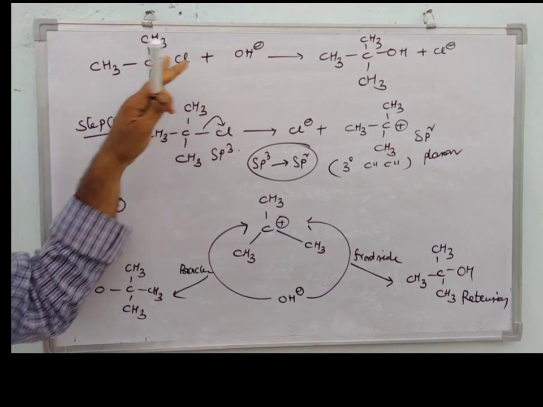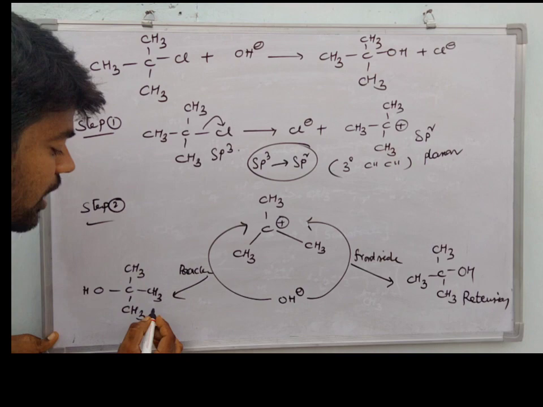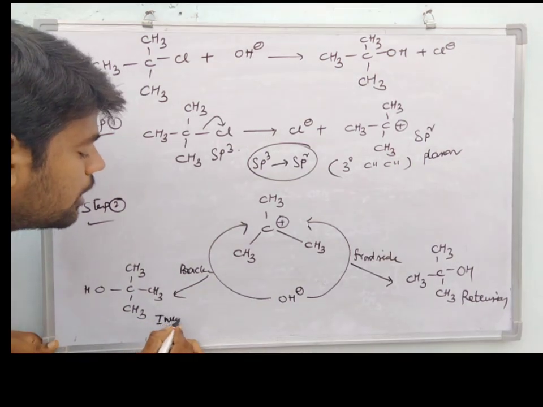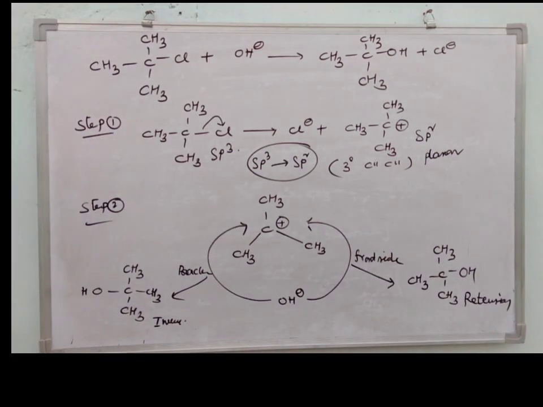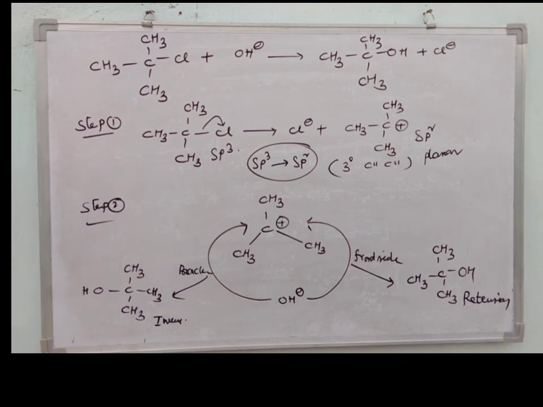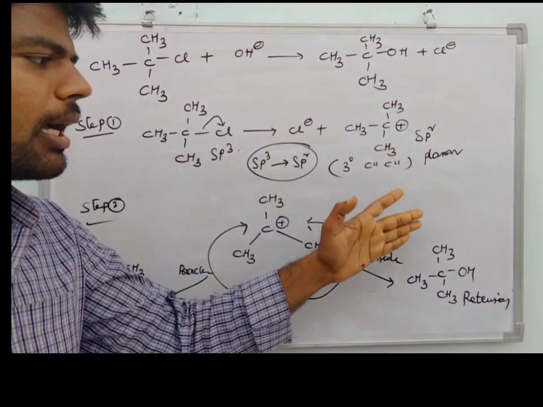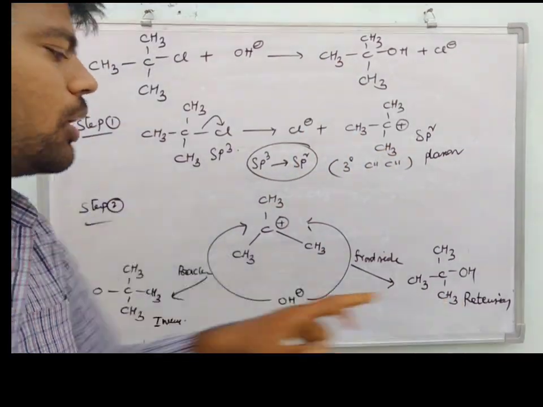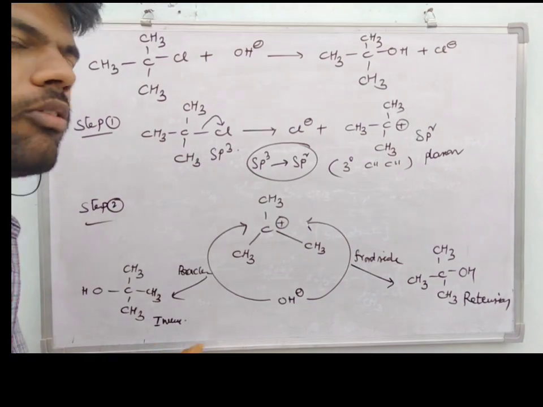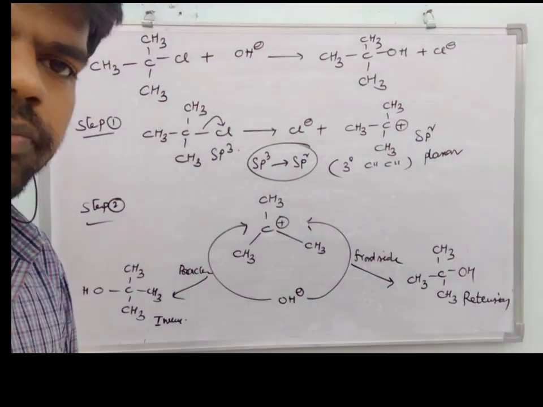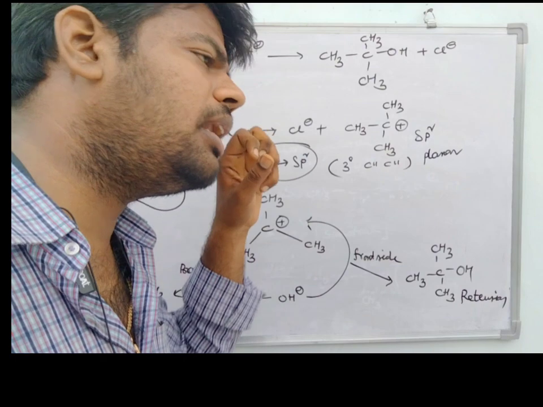But in the other product, the configuration becomes reversed. Why? Because the chlorine was on the right hand side, but here the product has it on the left hand side. Therefore, it is said to be inversion. That means in the SN1 mechanism, two types of attack are possible: one is a front side attack, and the other is a back side attack. The front side attack produces retention, and the back side attack forms inversion. Therefore, if anyone asks what the stereochemistry of the SN1 mechanism is, one is retention and the other is inversion.